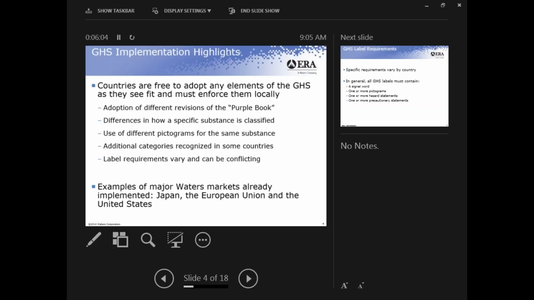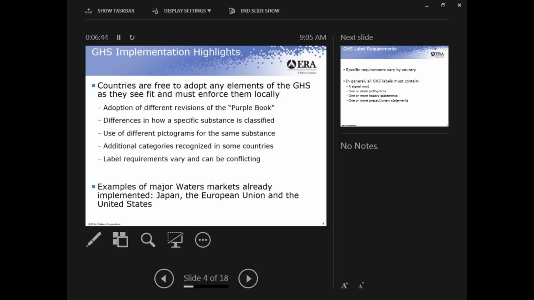There are differences in how substances can be classified. There are different pictograms for the same substance. For example, in Europe and other countries, they use the pictogram for environmental hazards, where the United States does not. So that's one very specific example. And then there are additional categories that some countries have. What we try to look at very closely is to not have any conflicting label information and put all that information on the labels and the safety data sheets for you, our customer.